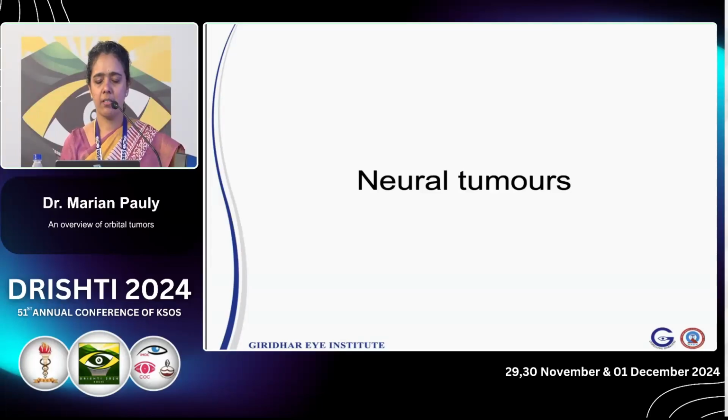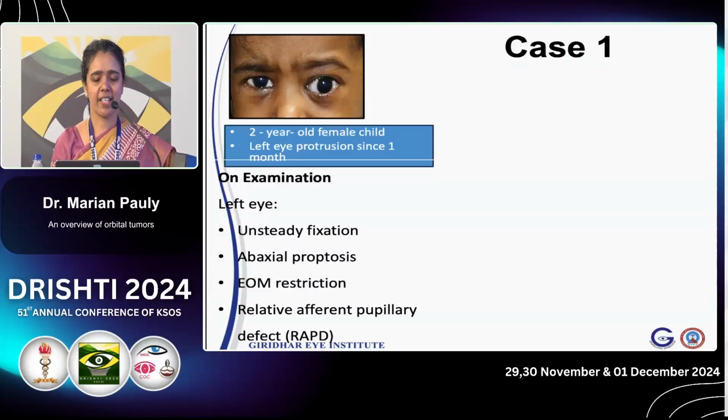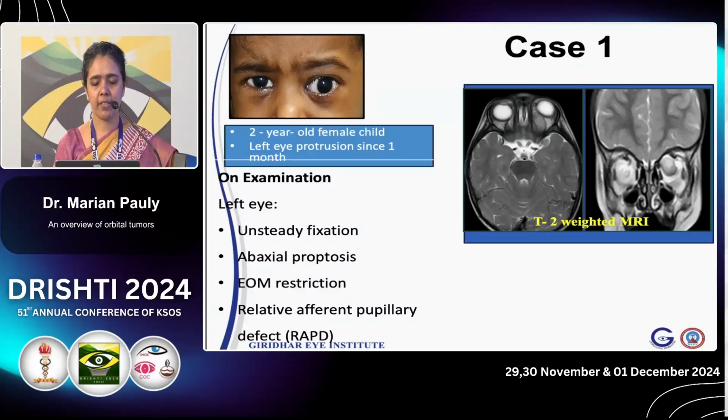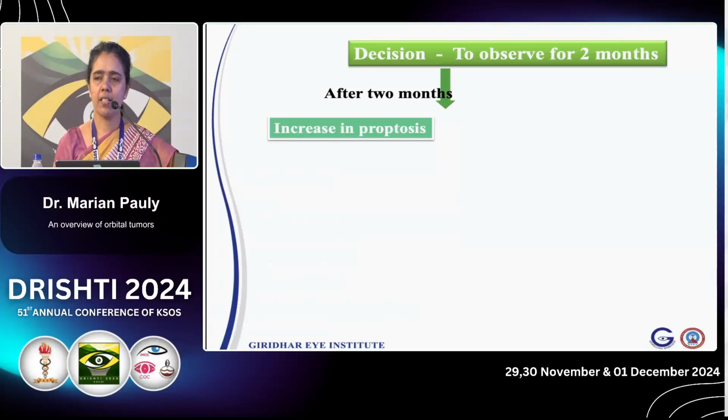So I'll just quickly pass through. These are the few presentations. Coming to the neural tumors, this is my first case, an optic nerve glioma. This is a 2-year-old female child with optic nerve glioma. Diagnosis is quite straightforward in gliomas. Initially when the child presented, we thought of observing for 2 months because not all gliomas require any treatment. Some of them will spontaneously regress.